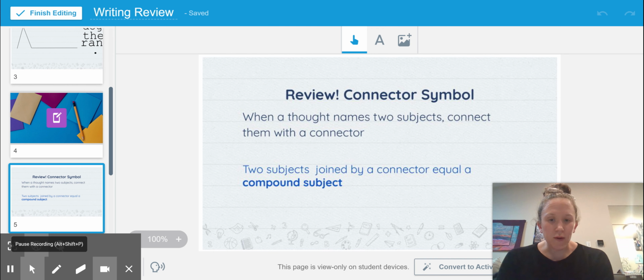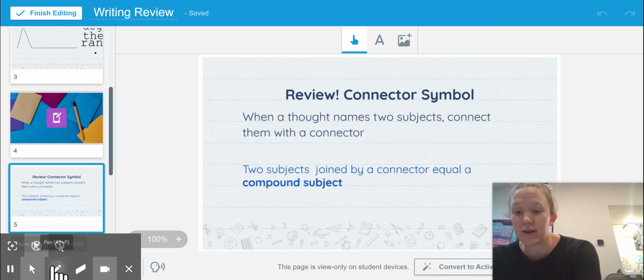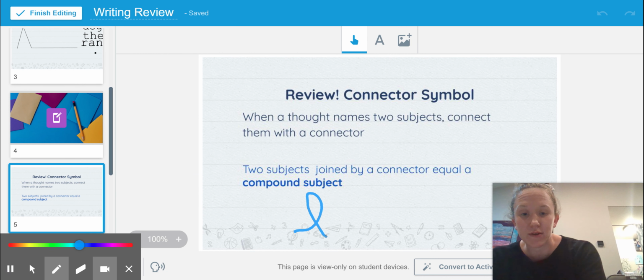The next thing we're going to talk about is reviewing our connector symbol. So remember, when a thought names 2 subjects, connect them with a connector. 2 subjects joined by a connector equal a compound subject. So remember, this is what my connector symbol looks like.